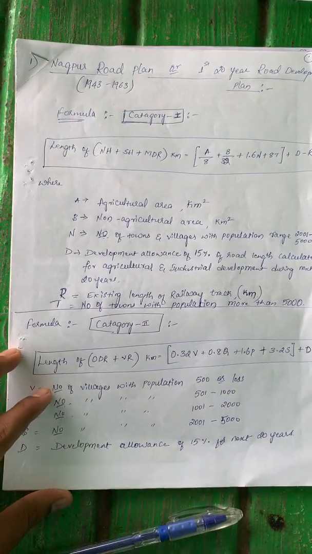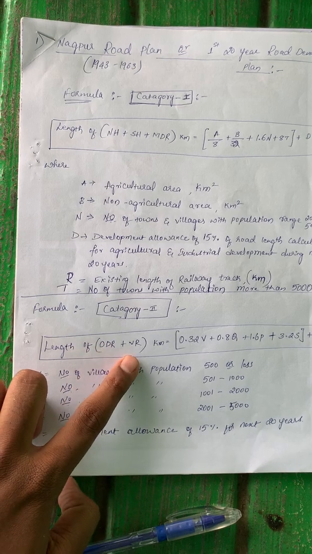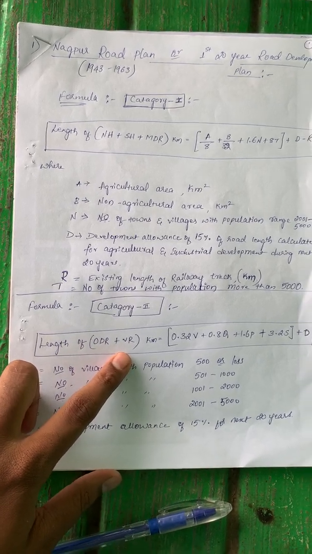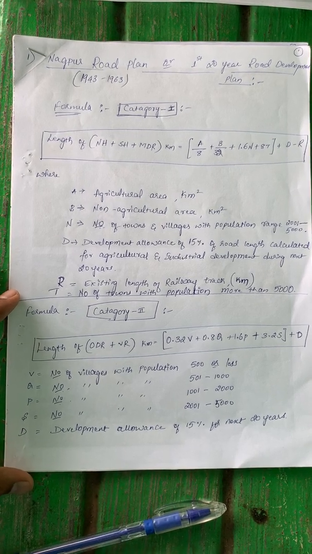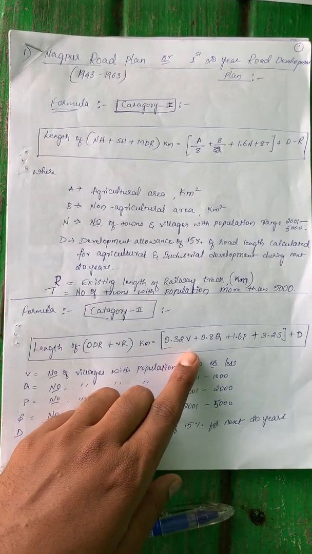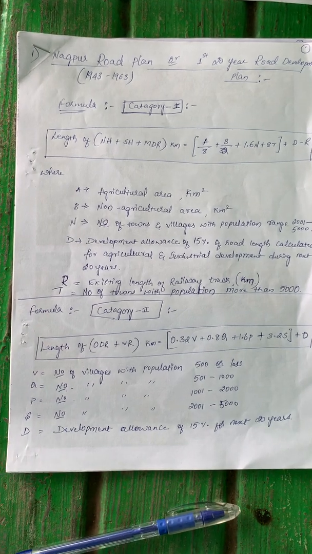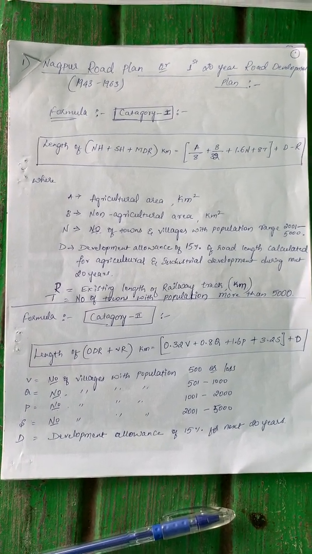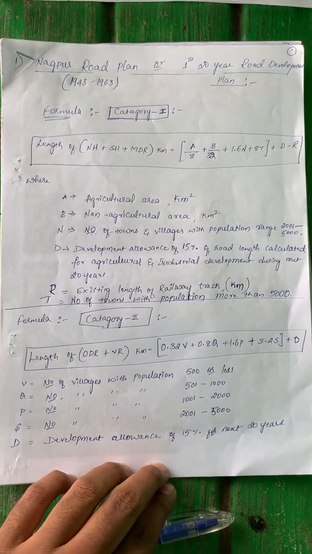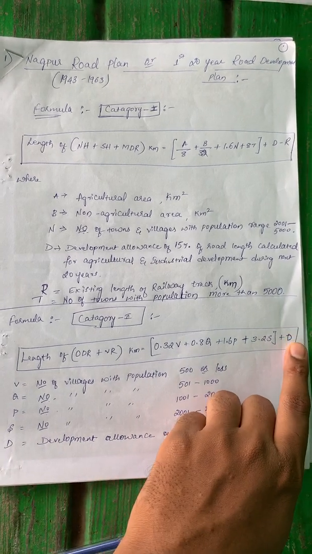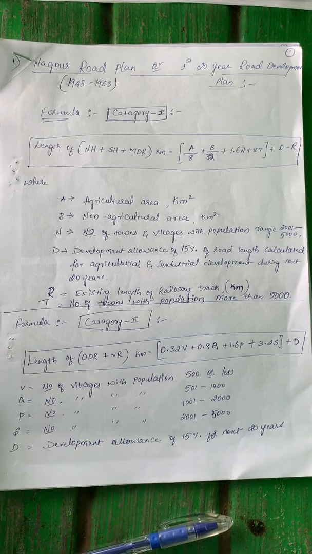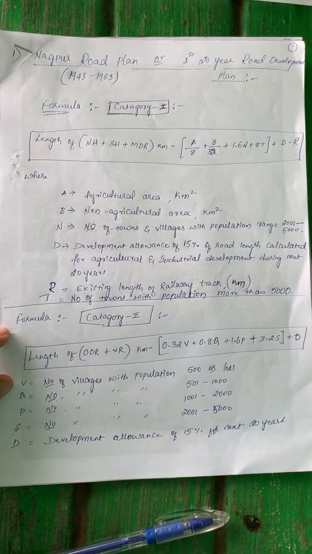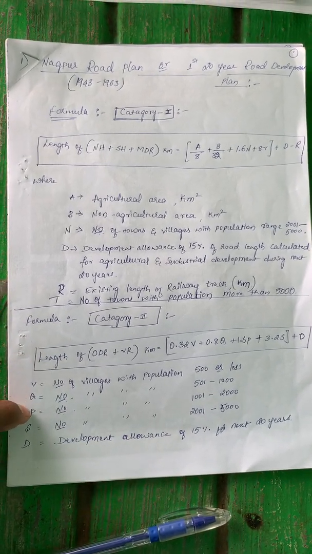The next category is other district roads and village roads, or unsurfaced roads. The formula for the calculation of unsurfaced roads is 0.32 times V plus 0.8 times Q plus 1.6 times P plus 3.2 times S plus D. Here D is common, that is, the development allowance of 15% of the road length. They have given the denomination VQPS.